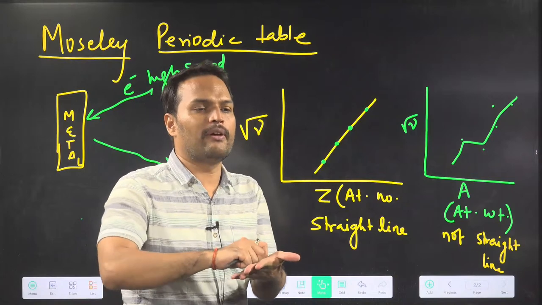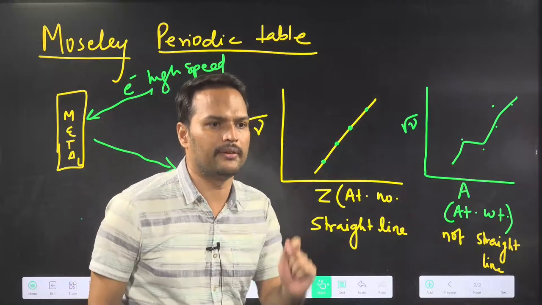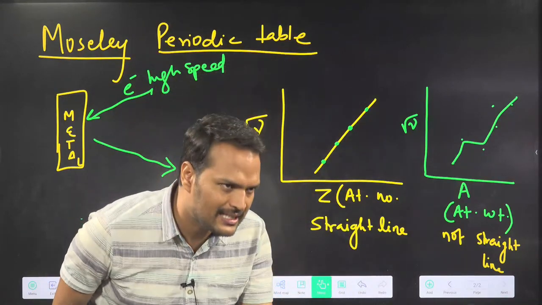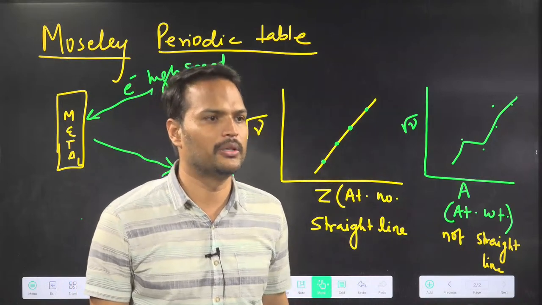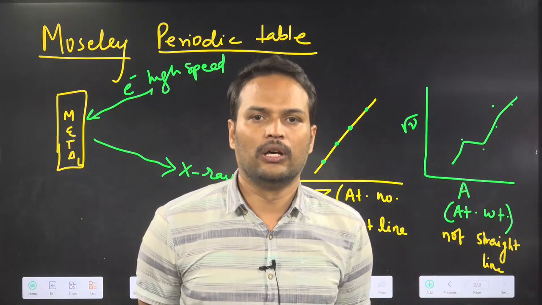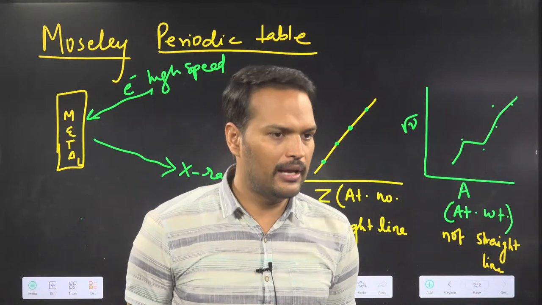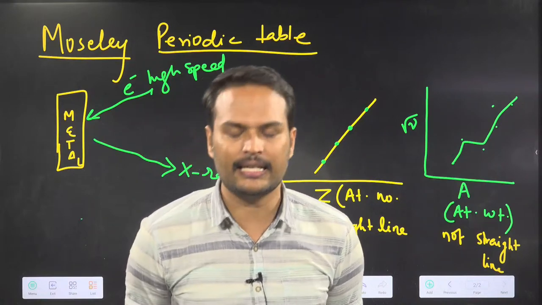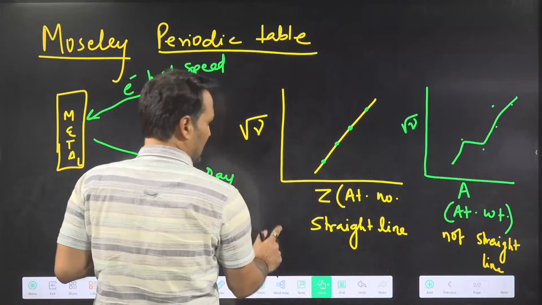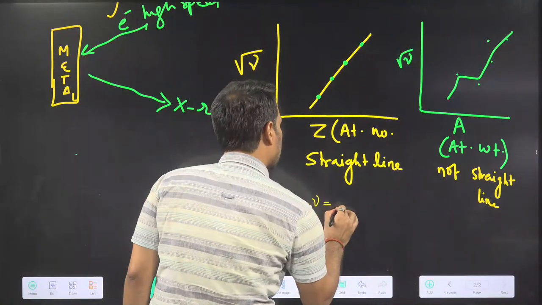They will give you the option. Frequency of X-rays, frequency of alpha particle, frequency of beta particle. They will ask you like this. What you will say? Be clear. Only frequency will not help you. Frequency of X-ray. Correct. Very good. They will ask you this. They can give you four statements also. The graph of root nu versus atomic number is a straight line. The graph of root nu versus atomic weight is a straight line and all. So we have to be very careful. Frequency of X-ray and with atomic number, it is a straight line. Clear? Equation is also there, but we don't require the equation. So I'm writing here where nu is frequency.